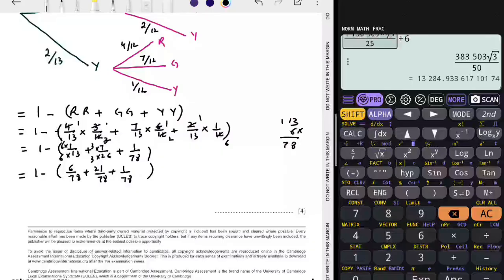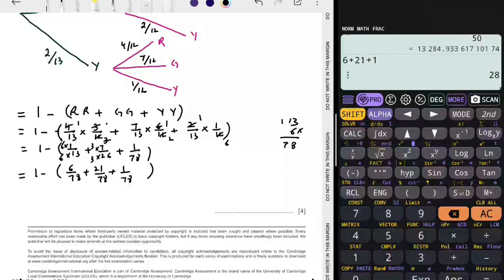So it will be 6 plus 21 plus 1, 28 upon 78. Now it will be 78 over 78 minus 28 over 78, so 50 over 78 would be the answer.